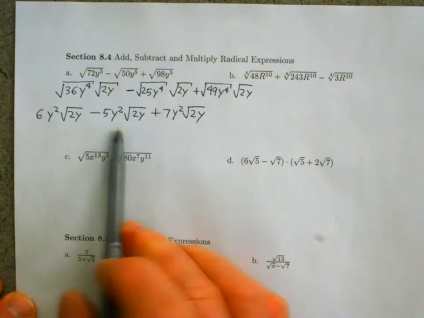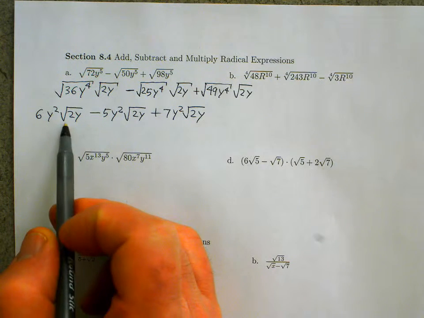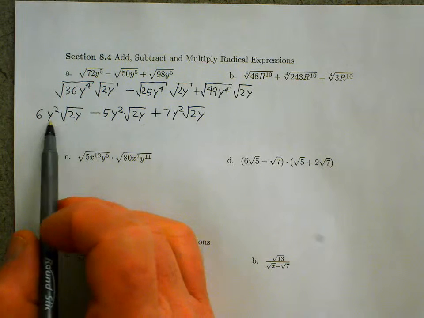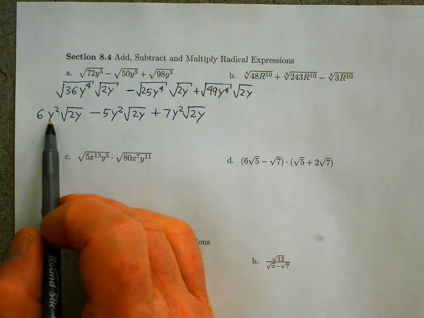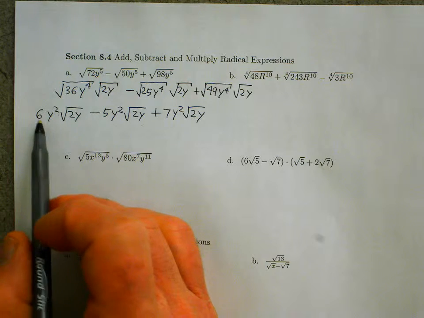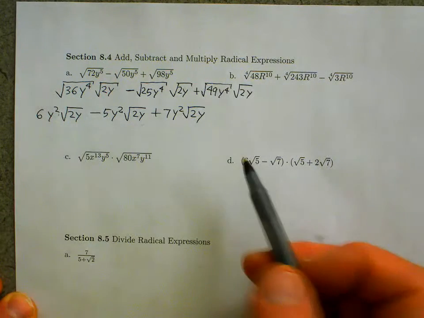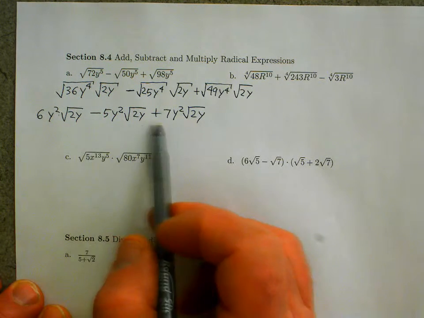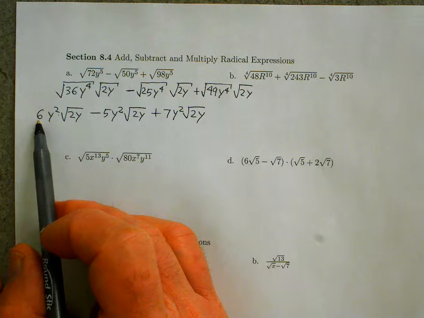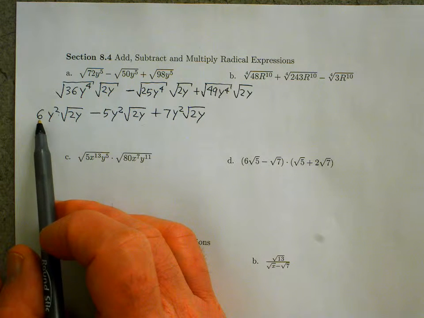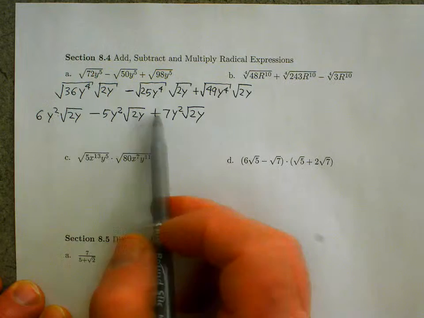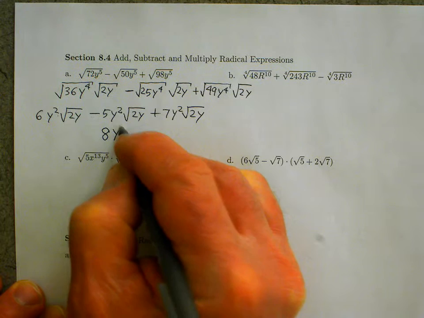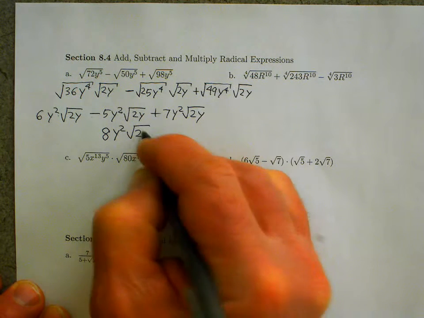All of the terms are like terms. They have the same radical parts, the square root of 2y. They also have the same term y to the 2nd. The only things that are different are the coefficients, but that's to be expected. We can simplify by subtracting and adding. So if we just focus on the coefficients momentarily, 6 minus 5 is 1, and 1 plus 7 is 8. So the simplified answer is 8 times y to the second times the square root of 2y.